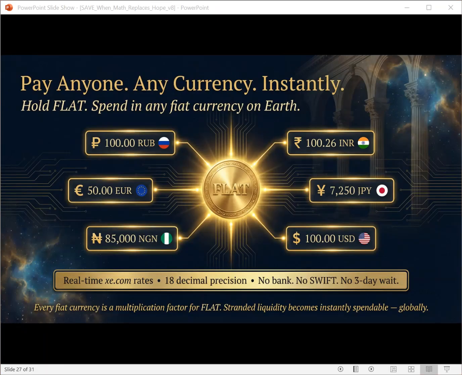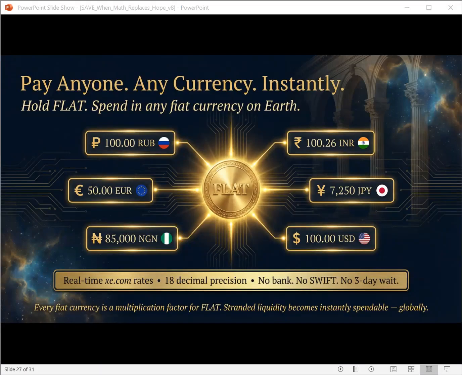Hold flat, pay anyone, any currency instantly. A user in India wants to send the equivalent of 8,000 rubles to a friend in Russia. They do not need to find a ruble on-ramp. They don't even need a SWIFT transfer. They do not need a correspondent bank.